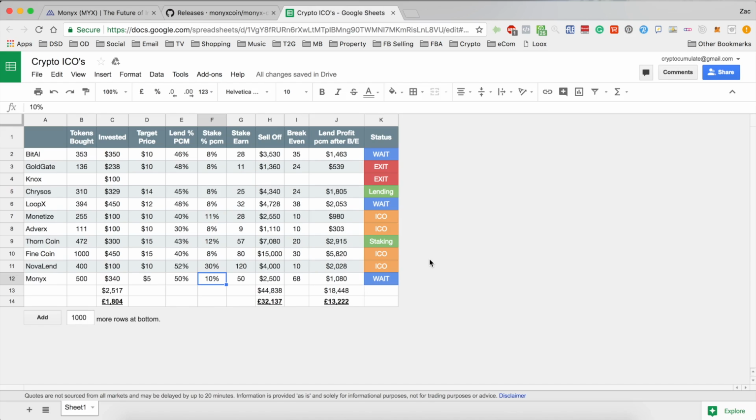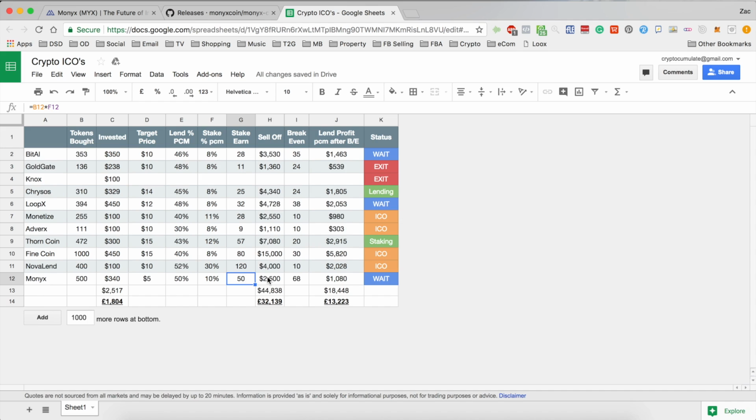And everything else, these last 4 columns here, these are populated automatically based on the formula. And what it basically shows me is that in the first month, if I were to stake all my coins, I could earn 50 extra coins.